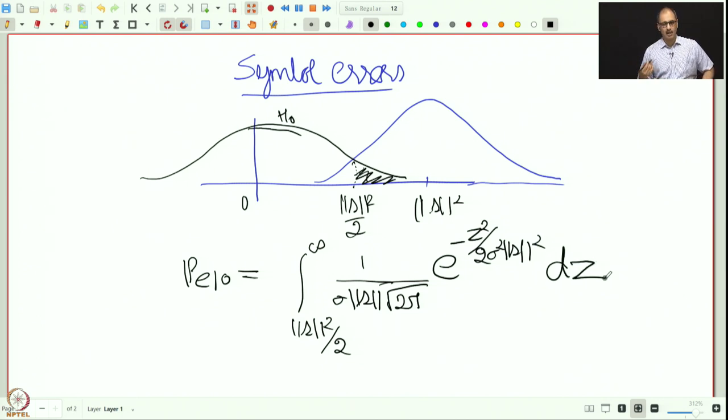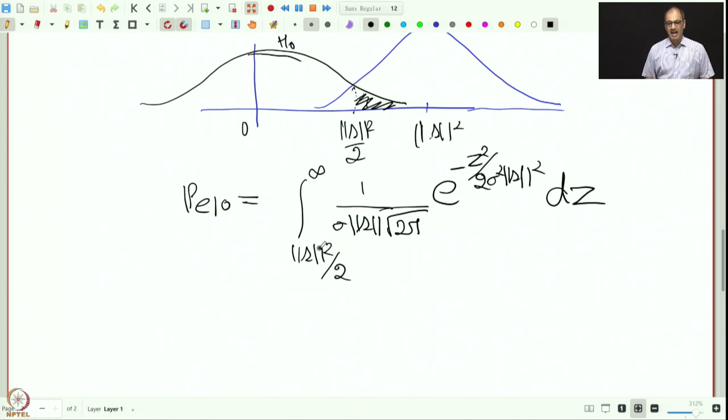This is the formula for the error. Why did I write this? Because under the hypothesis H0, mean is 0, variance is sigma square norm S square. This is the distribution. What is the probability under this distribution that the realized random variable falls above norm S square by 2? Let us now evaluate this. It should not be too difficult, okay, because we are good with Gaussians.